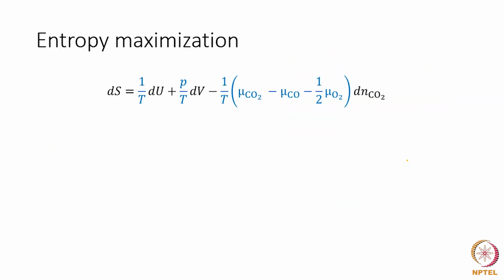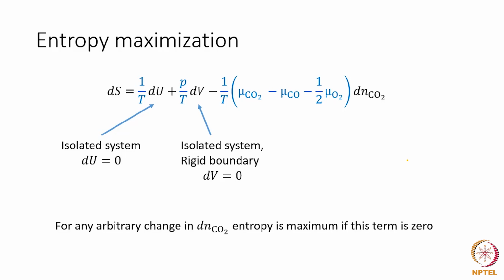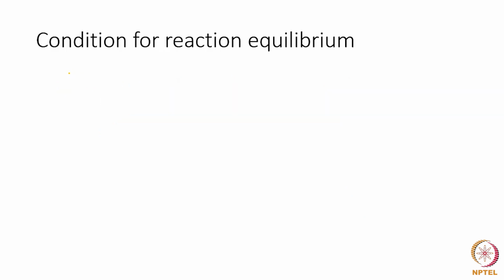So entropy can be maximum if we summarize here saying that if it is an isolated system, dU is 0 and it has a rigid boundary, so dV is 0, and therefore the only way we can have dS going to 0 is when we have this quantity going to be 0. So this quantity that we have underlined is going to be 0 because dnCO2 is not necessarily 0, and this we would like to have as 0. Okay, so that is how we see the criterion that comes out for the entropy to be maximized, or dS has to be 0. So this condition is the condition for reaction equilibrium. Okay, and again we write this expression in a familiar form so that it's per mole of oxygen.